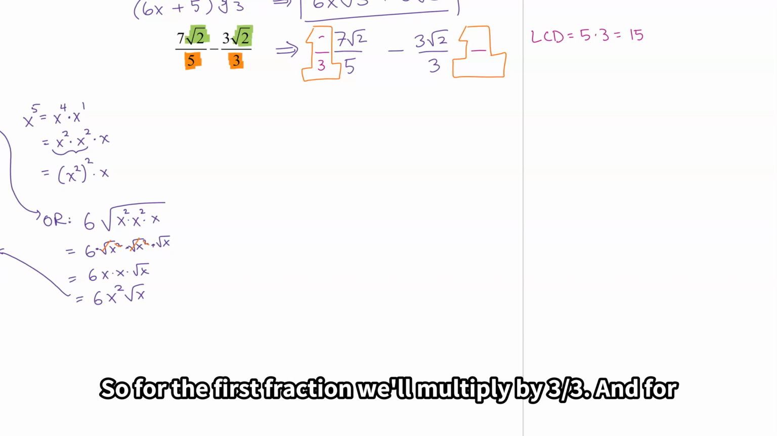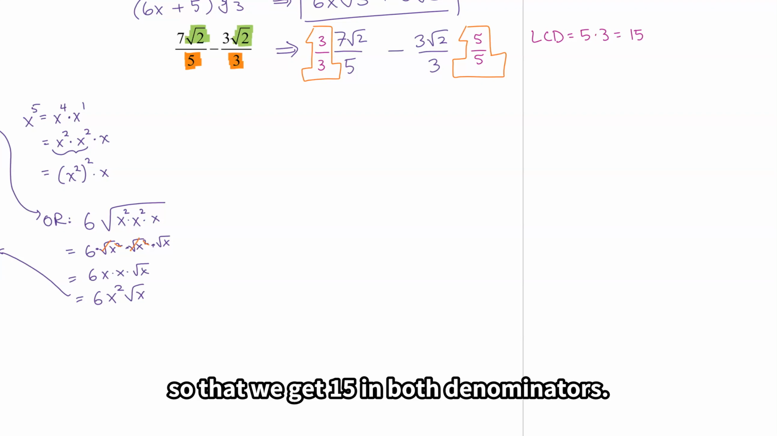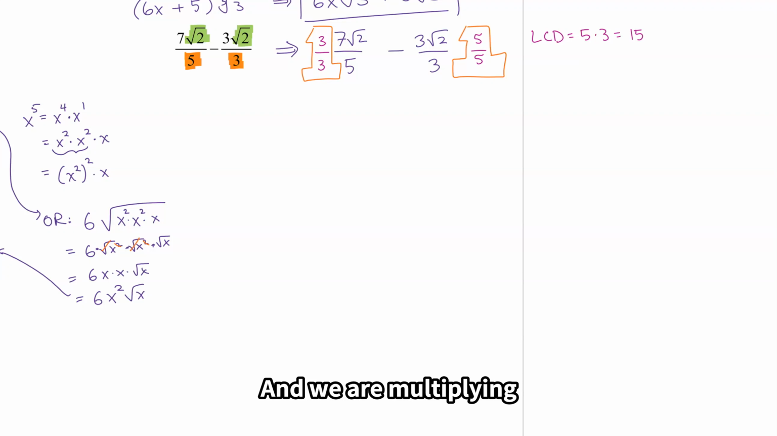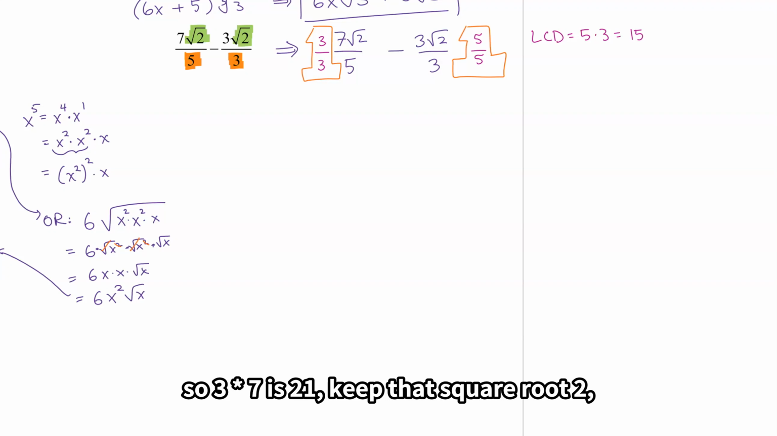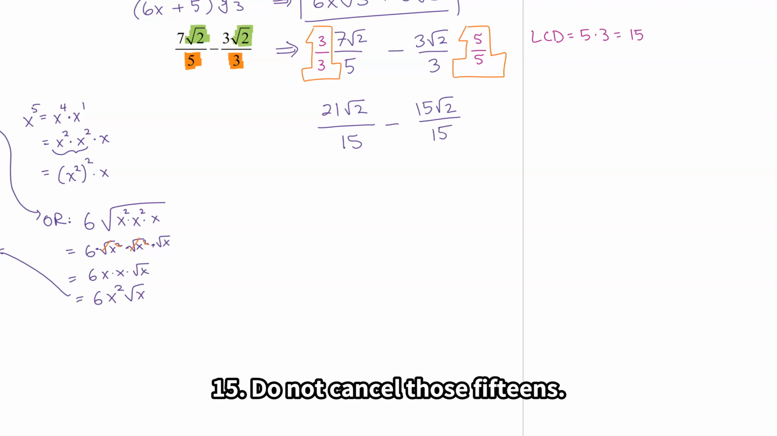So for the first fraction, we'll multiply by 3 over 3. And for the second fraction, we'll multiply by 5 over 5, so that we get 15 in both denominators. And we are multiplying, so 3 times 7 is 21. Keep that square root 2. 3 times 5 is 15, and 3 times 5 is 15 in the second fraction.